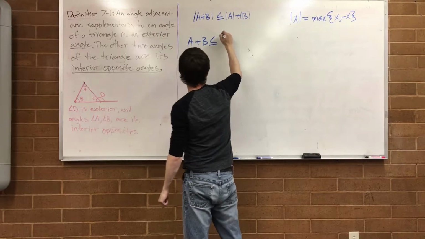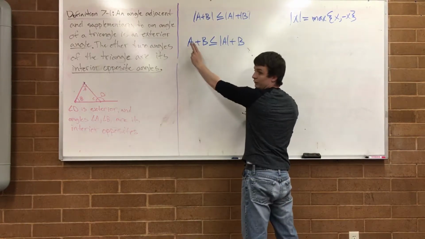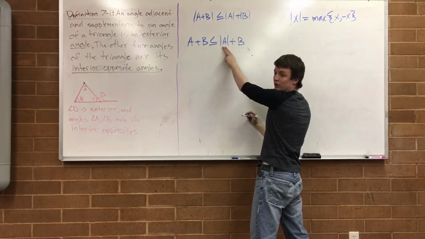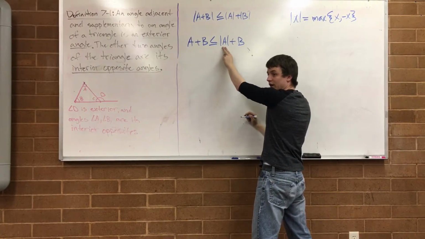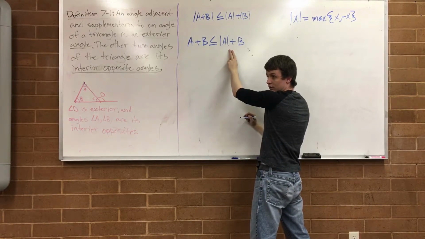A plus B is less than or equal to the absolute value of A plus B, right? If we take A and we take the max between A and negative A, then this inequality is still true, right?